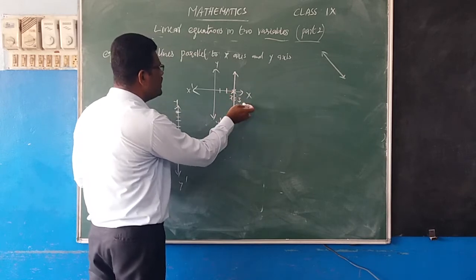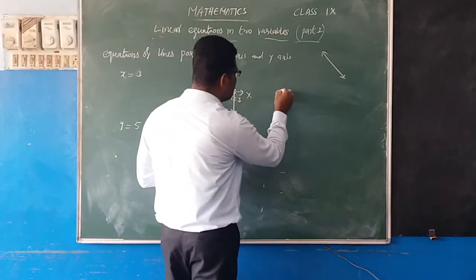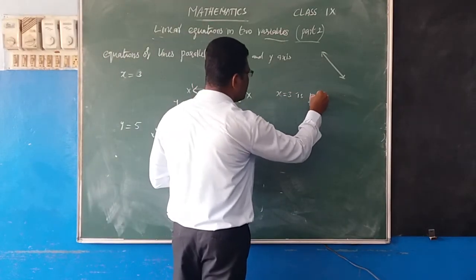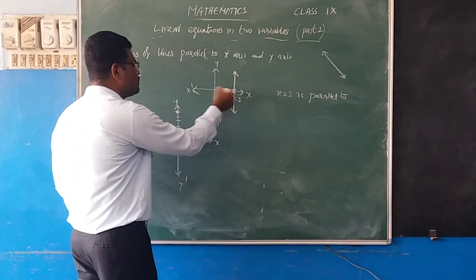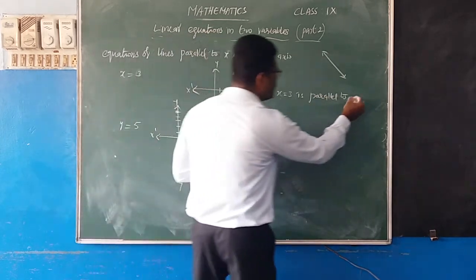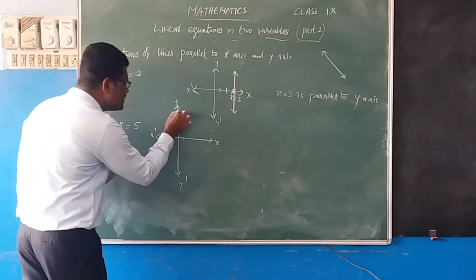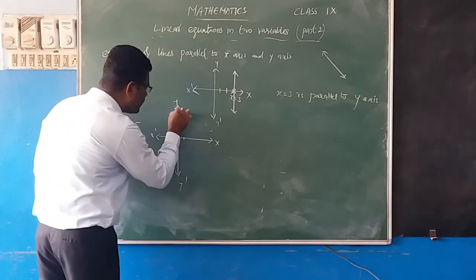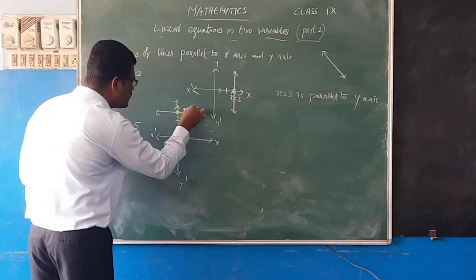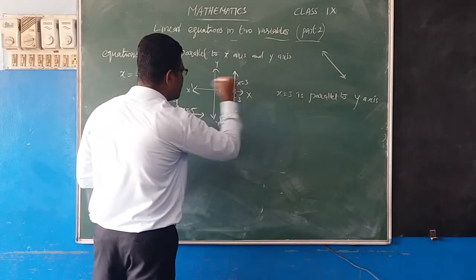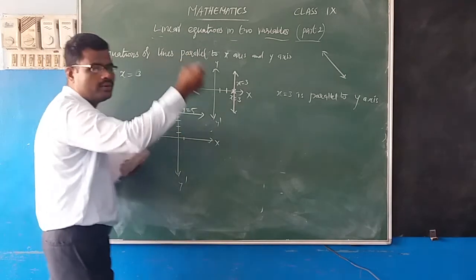x is equal to 3 is parallel to the y-axis. Very important: x is equal to 3 is parallel to which axis? The y-axis. When you come here, this is y is equal to 5. We cannot draw the line here; we can draw the line like this. This indicates y is equal to 5, and this is x is equal to 3. y is equal to 5 is parallel to the x-axis.